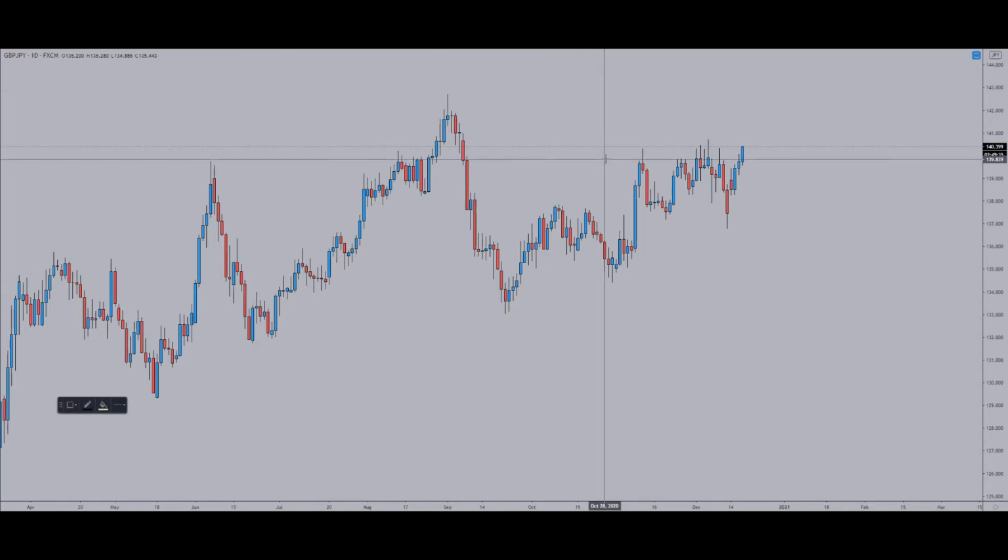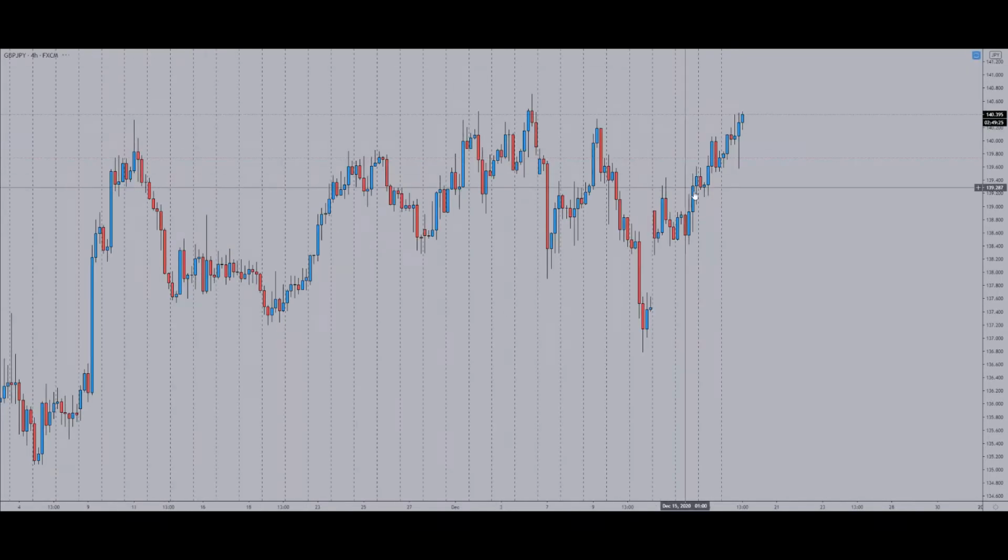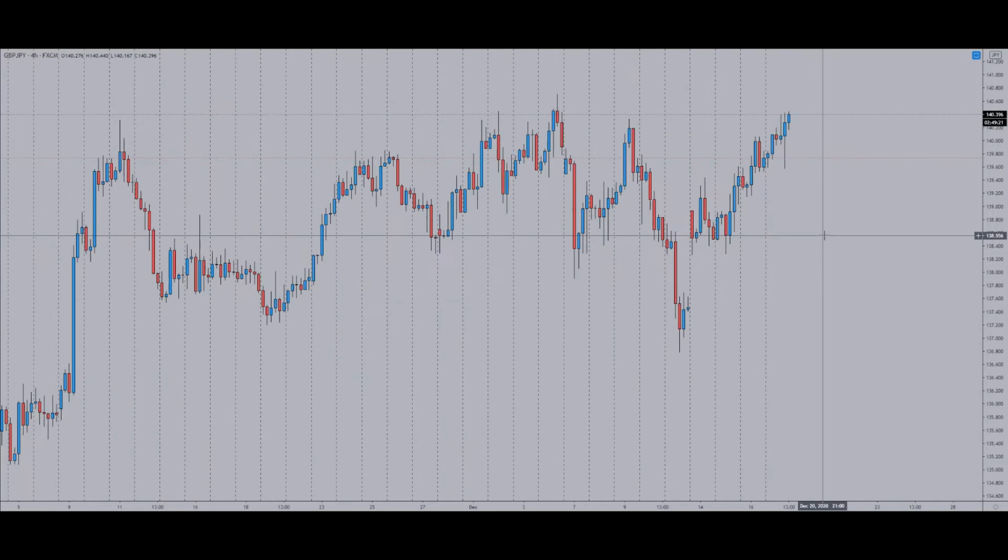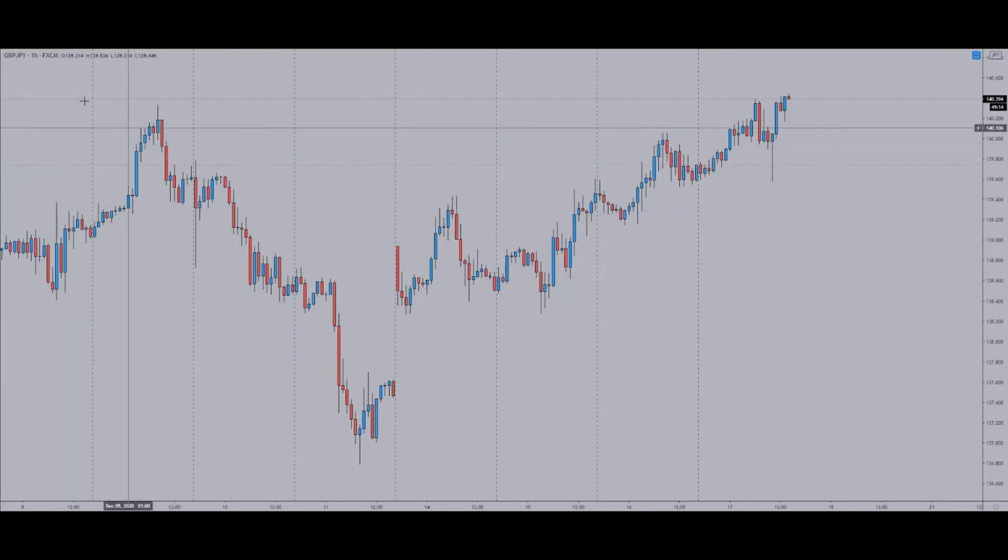If you take a look on the daily, you have this large rejection area. That tells me, okay, yes, we're heading towards the zone, but it might be a level of rejection. Then I'll go to the 4-hour and the 1-hour to see where we're at, if we're bullish or bearish. This is usually where I get my bias, whether I'm going to go long or short.